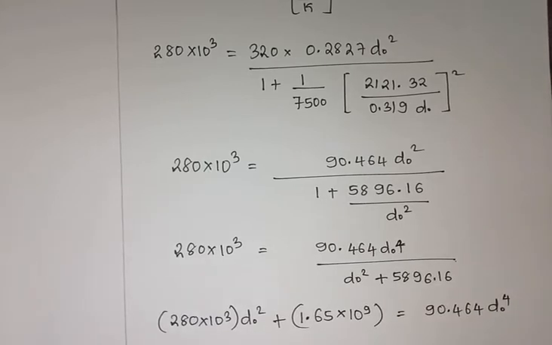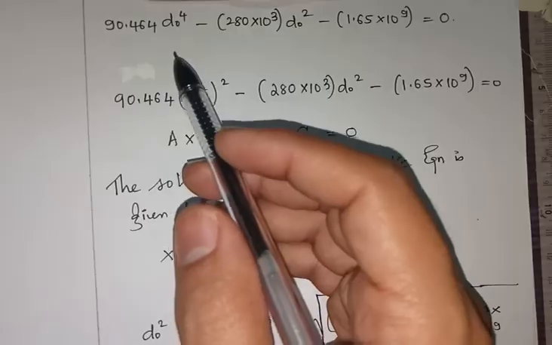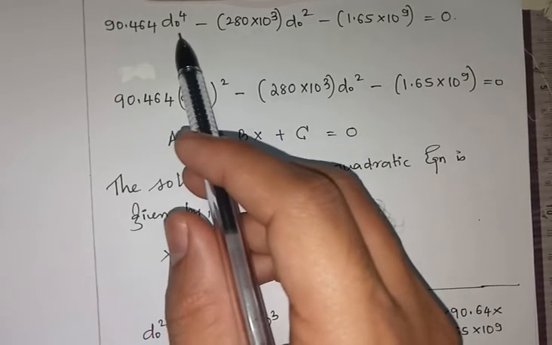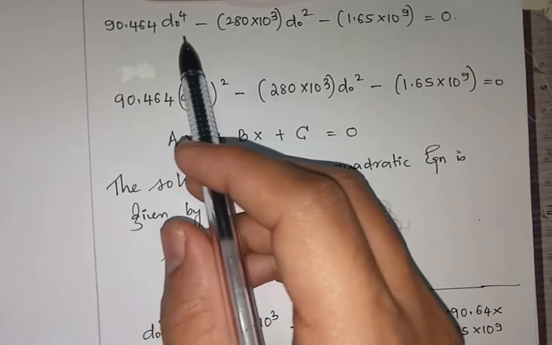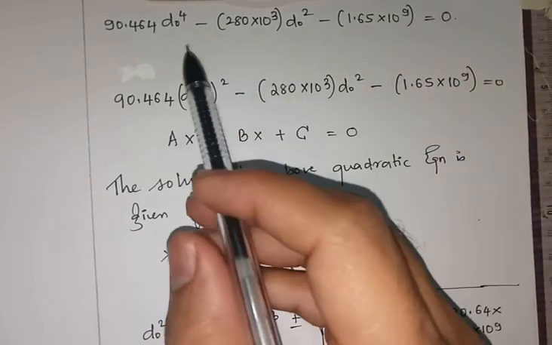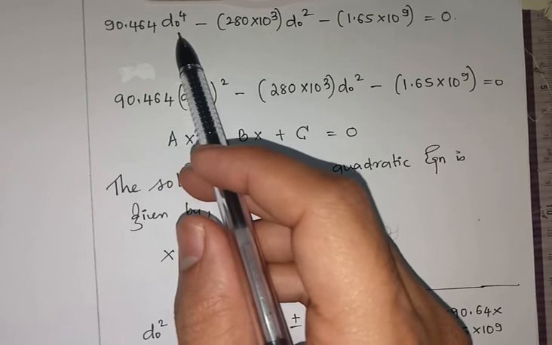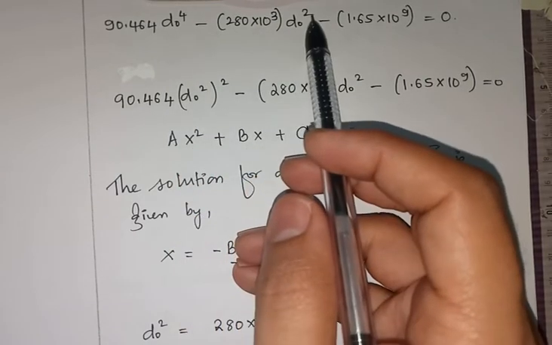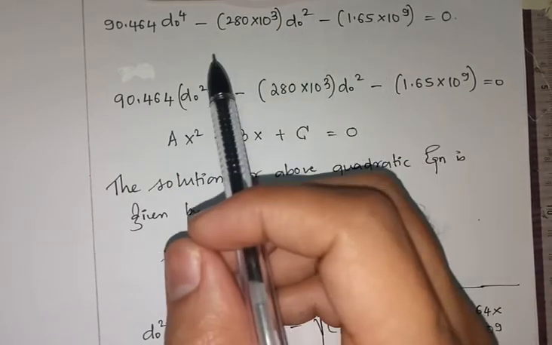Right, now I need to solve for d naught. So what I am getting here is, I have written the same equation. I have taken all the terms on one side and I have equated it to 0. Problem here is I am getting a fourth order equation: d naught raised to 4, d naught raised to 2, and you are having a constant.